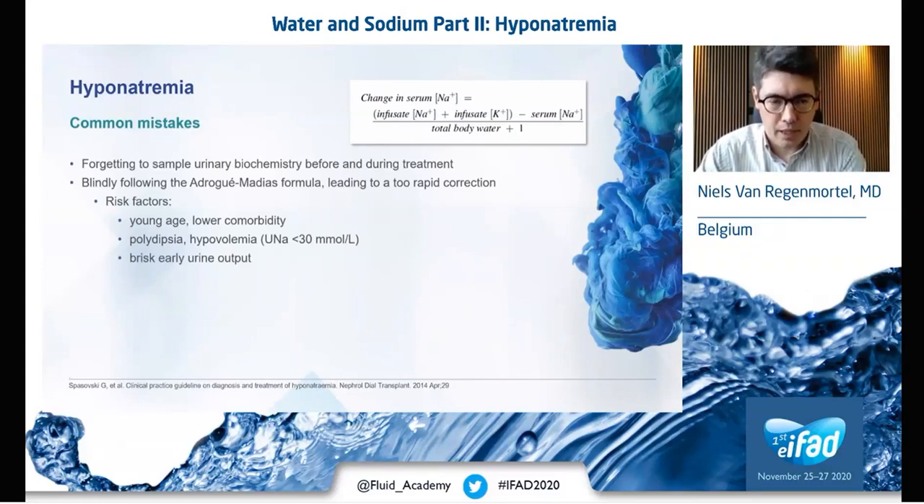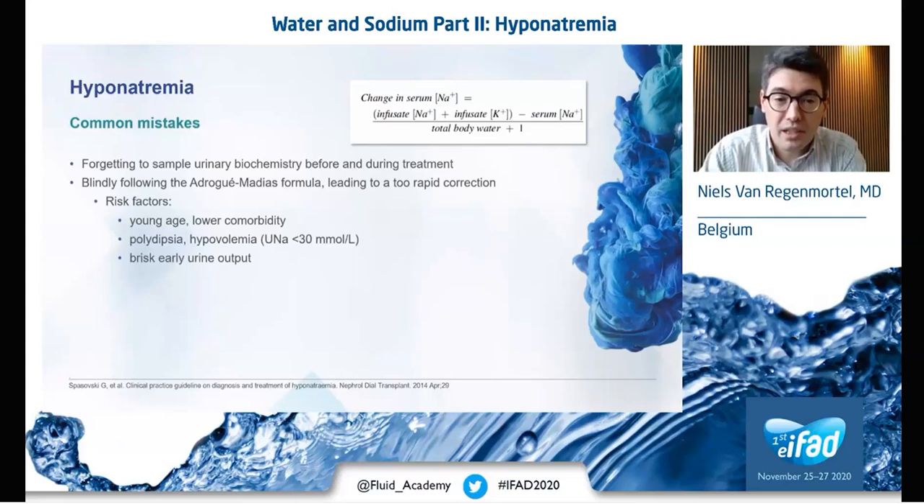will just treat patients like they were bags of water with certain compartments in there. But what the Adrogué-Madias formula doesn't reckon with is that the kidney at a certain time will try to help you. So even when you calculate this very accurately, from the moment the kidney contributes to the correction of hyponatremia, the correction will be much faster than you prescribed or calculated in this formula. Of course, the risk factors for such a too rapid correction are young age and low comorbidity, because these patients have healthier kidneys that will deal with it from their side.